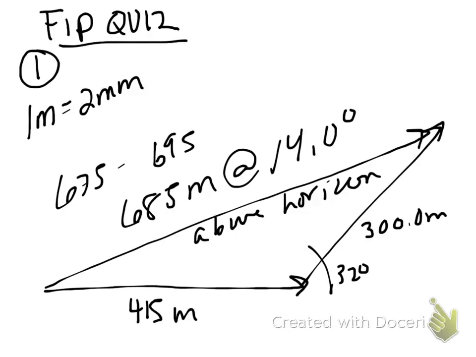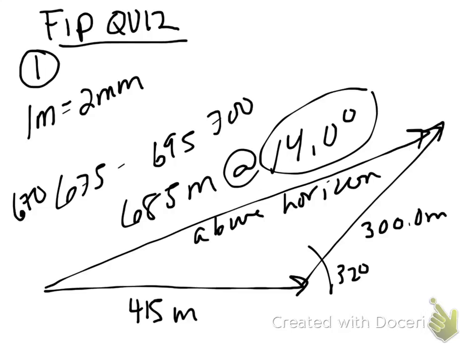So it's a FIP quiz. Obviously, it's all just about pride. So if they have 700 or 670, give them half. And the angle has to be within 3 degrees either way. So let's say 11 to 17.